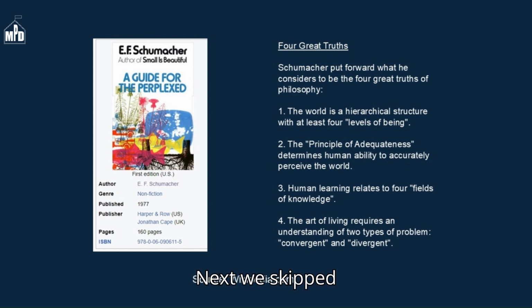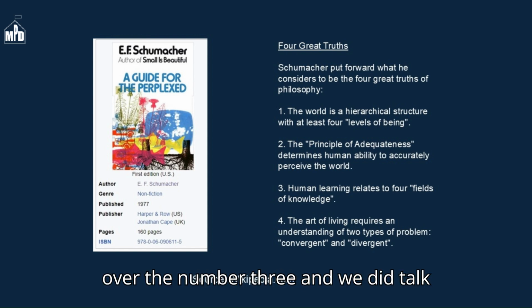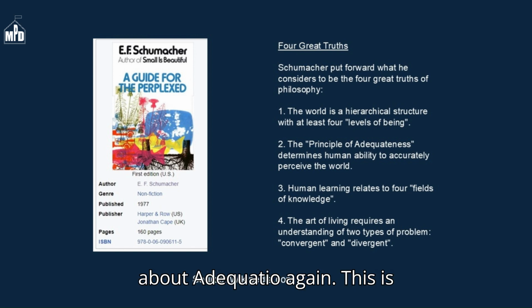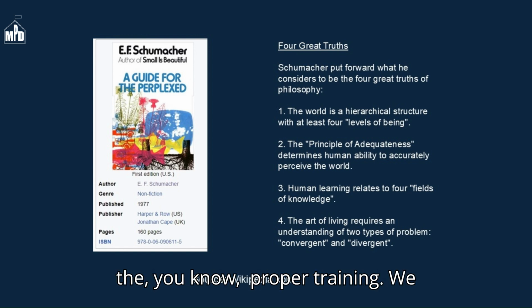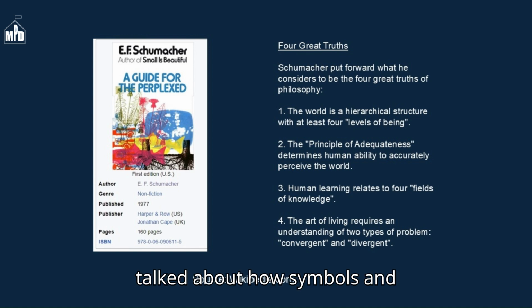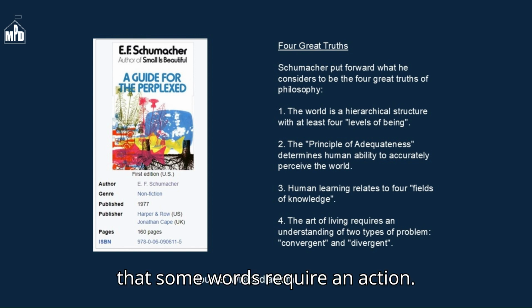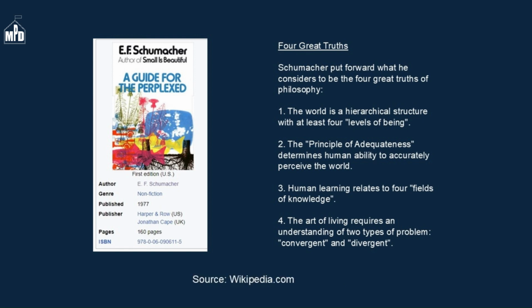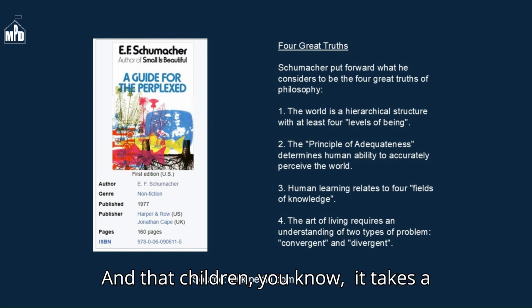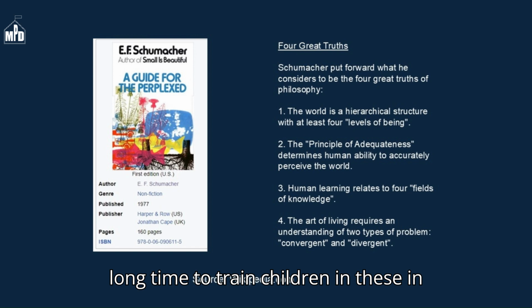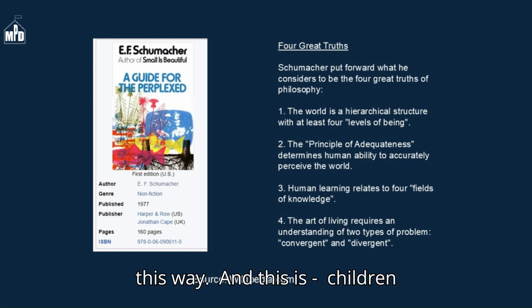Next, we skipped over the number 3, and we did talk about adequatio again. This is the proper training. We talked about how symbols and action lead to understanding of verbs, how to do things, that some words require an action, and that it takes a long time to train children in this way. Children are a huge time investment.